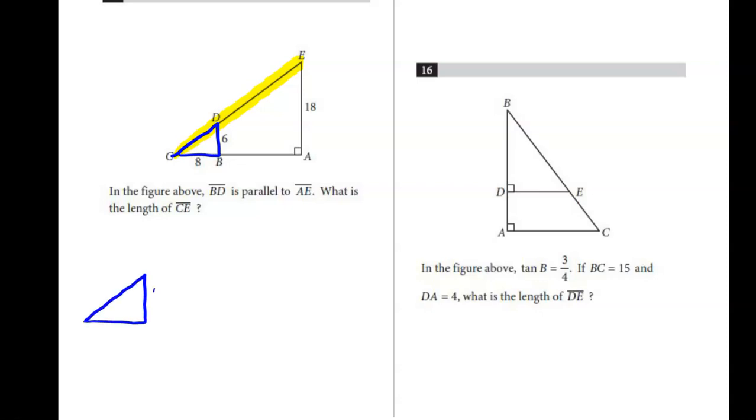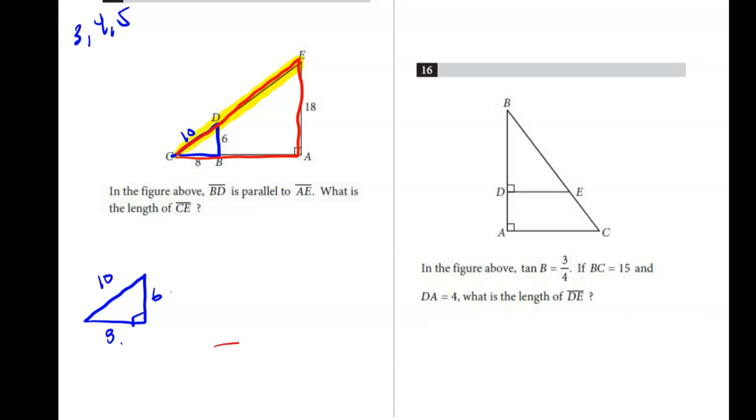It's 6 and it's 8. And it kind of looks like my good friend, that Pythagorean triple, 3, 4, 5. That's the 3 doubled, that's the 4 doubled. So this is going to be 10. That gives me a nice little clue right there. CD is 10. But that little blue triangle is going to be proportional to the whole thing.